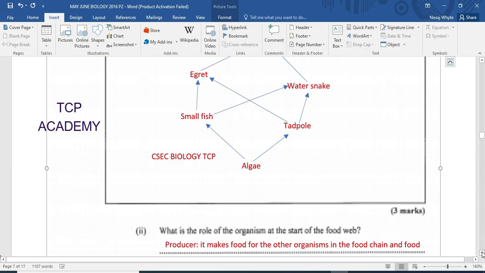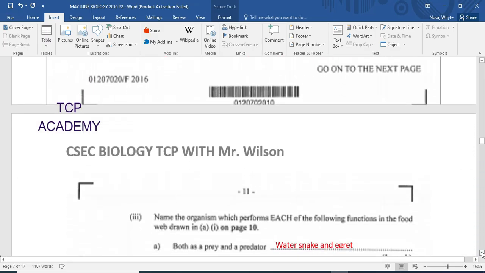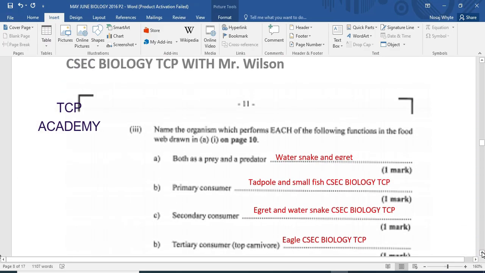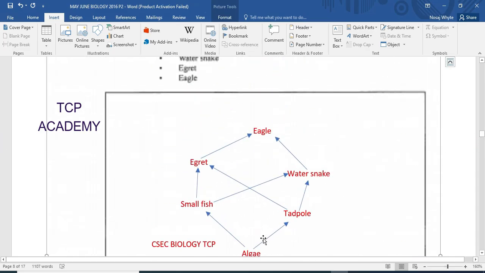So let us look at the other thing that we have interest in here. We want to look at the third thing here. A secondary consumer is of course going to be the egret and of course the water snake. Remember, we were looking at that when we say primary, secondary, and then the tertiary consumer is going to be the eagle, and all that is nicely outlined here in your food web.